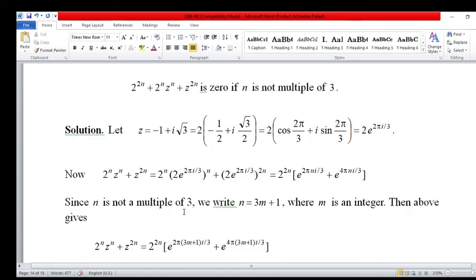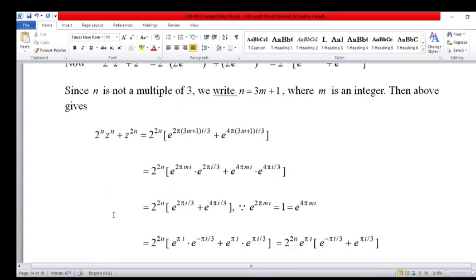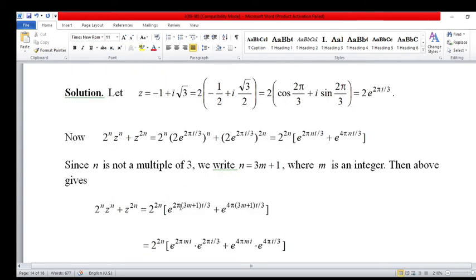Here n is not a multiple of 3. We write n is equal to 3m plus 1, where m is an integer. Then the above gives 2 raised to the power n, z raised to the power n, z raised to the power 2n. So z raised to the power 2n is common. e raised to the power twice pi i, this can be written as e raised to the power twice pi i, and in place of n, (3m plus 1) upon 3, and here 4 pi i is common. So this is the value of again n upon 3.